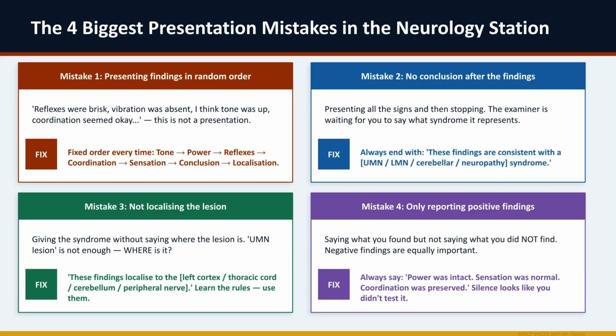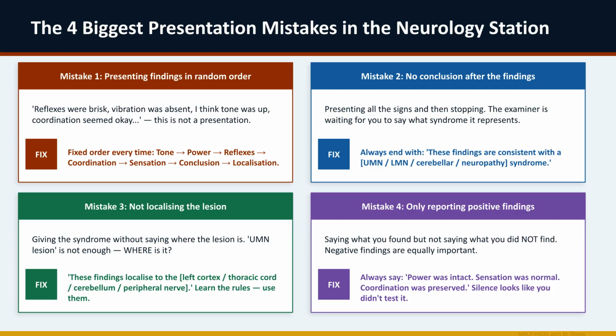Mistake 3. Not localizing the lesion. This is the second most common failure point. You gave the conclusion, UMN lesion. Good, but the examiner wants to know, where? Unilateral UMN in the arm means a contralateral hemispheric lesion. Bilateral UMN in the legs means a spinal cord lesion. Cerebellar signs are ipsilateral to the lesion. Learn the rules and apply them every time.